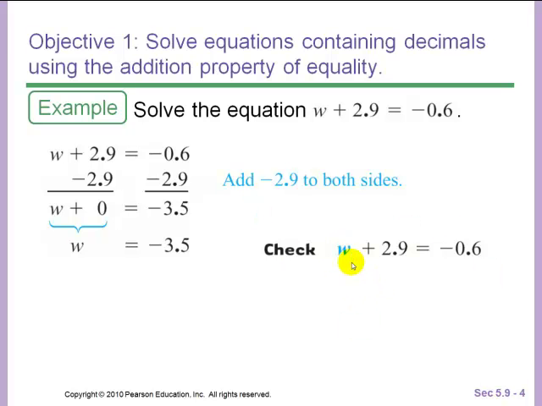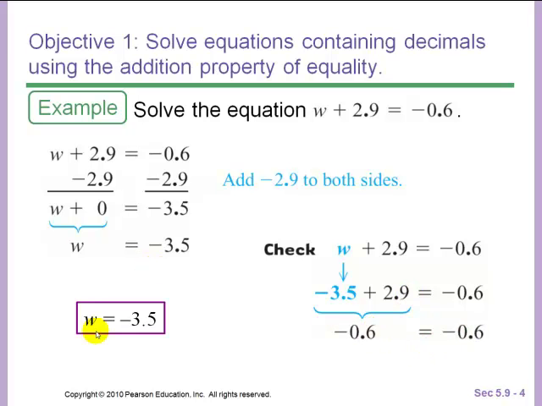So now we're going to check by replacing the variable with what we got for the answer, negative 3.5. Negative 3.5 plus 2.9 should add up to negative 0.6, and it does. Notice your answer is w equals negative 3.5. This was a check. It's not the answer. The answer is negative 3.5. I would also highly encourage you to include the w, or the variable, in your answer.